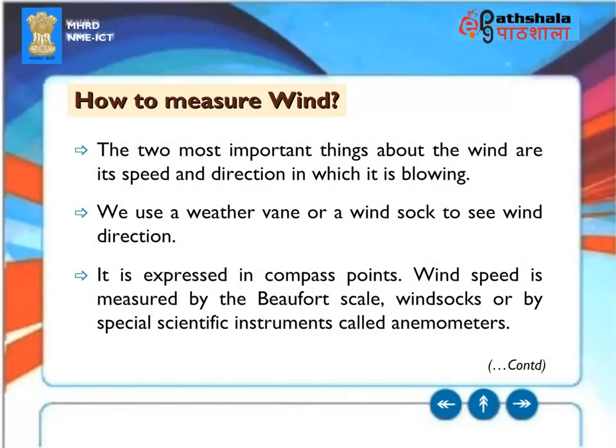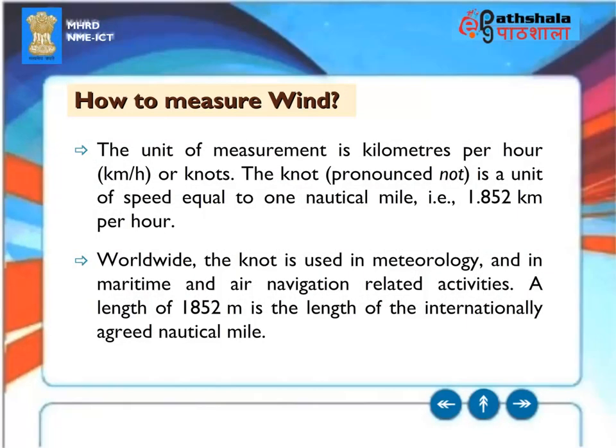How to measure wind? The two most important things about the wind are its speed and the direction in which it is blowing. We use a weather vane or a wind sock to see wind direction. It is expressed in compass points. Wind speed is measured by the Beaufort scale, wind socks, or by special scientific instruments called anemometers. The unit of measurement is kilometers per hour, km/h, or knots.